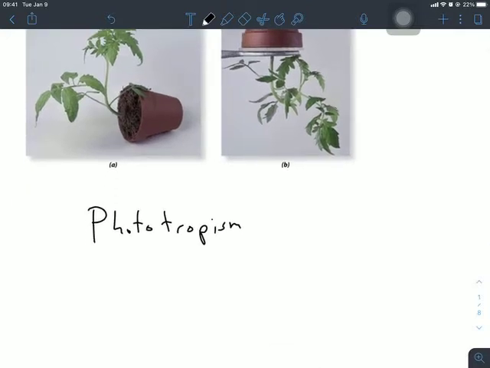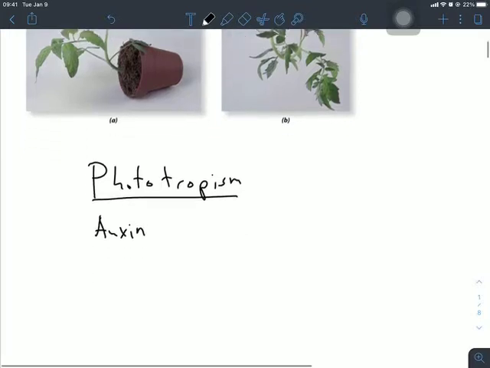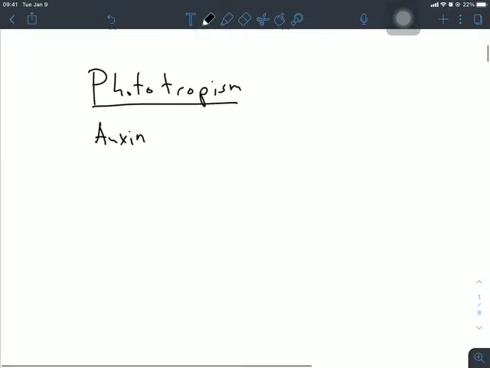As shown in the experiment above, one of the most important hormones involved in phototropism is auxin, which, from last time, we'll remember is one of our hormones synthesized in young leaves as they're developing and trafficked to our shoot apical meristems. Both of our apical meristems, the shoot and the root apical meristems. So what happens in that growing tip?